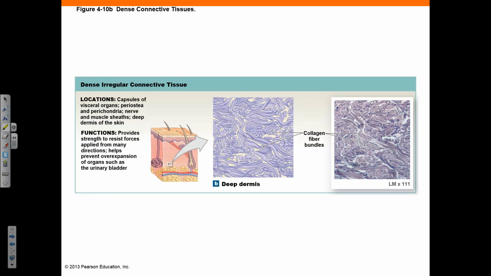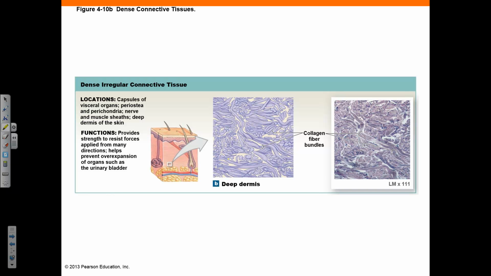Dense irregular connective tissue also has collagen fibers, but they are unorganized. They do not form an organized pattern. This type of tissue provides strength and helps prevent overexpansion of organs. Dense irregular tissue can be found in visceral organ capsules, around bones and cartilages, and in the skin.